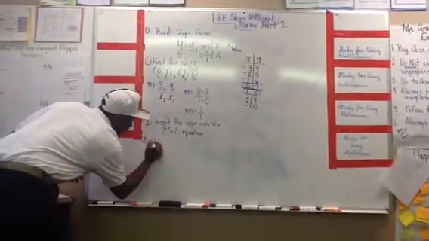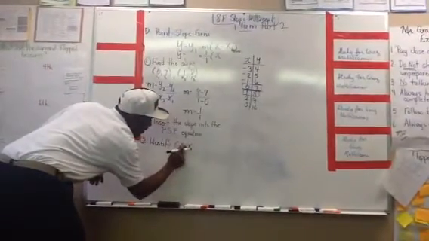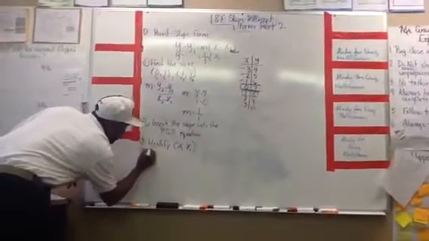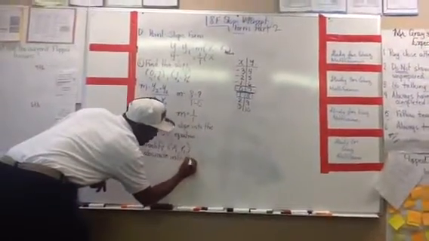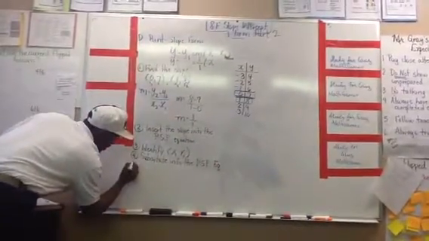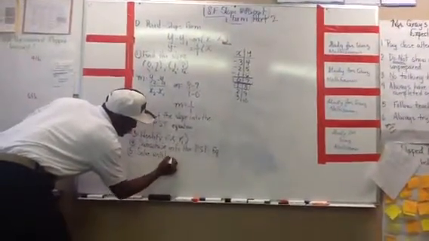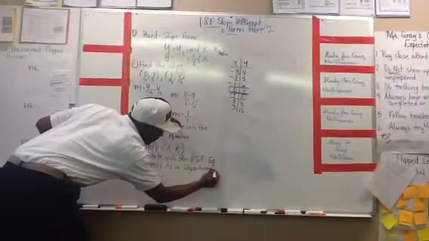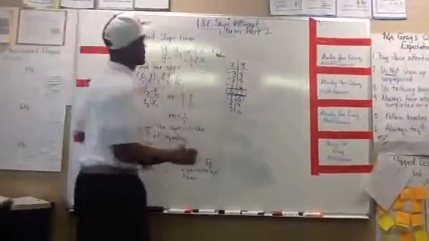So identify X1, Y1. And then substitute into the point slope form equation, and then solve until it's in slope intercept form. And I'm going to show you how to take this and put it in slope intercept form.